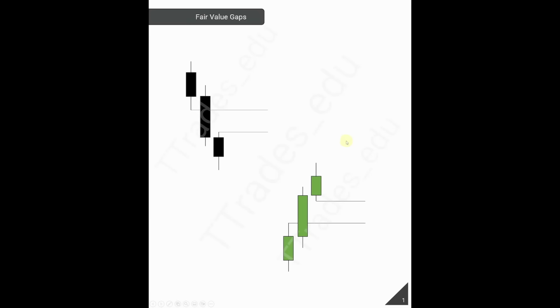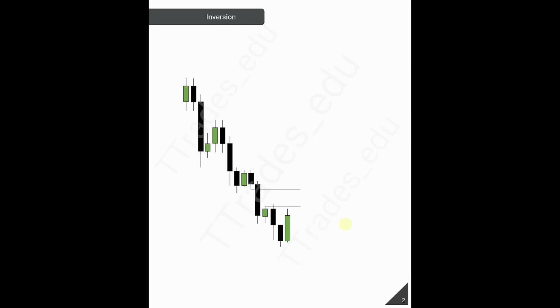So here we are in the PDF, and the PD array we are going to be focused on for this video is a fair value gap. Now, if you don't know what a fair value gap is, I suggest you click the link in the top right corner to watch my video on that. But for a quick reminder, a fair value gap is a 3-candlestick pattern, in which the first candle's low does not overlap with the third candle's high, or when the first candle's high does not overlap with the third candle's low.